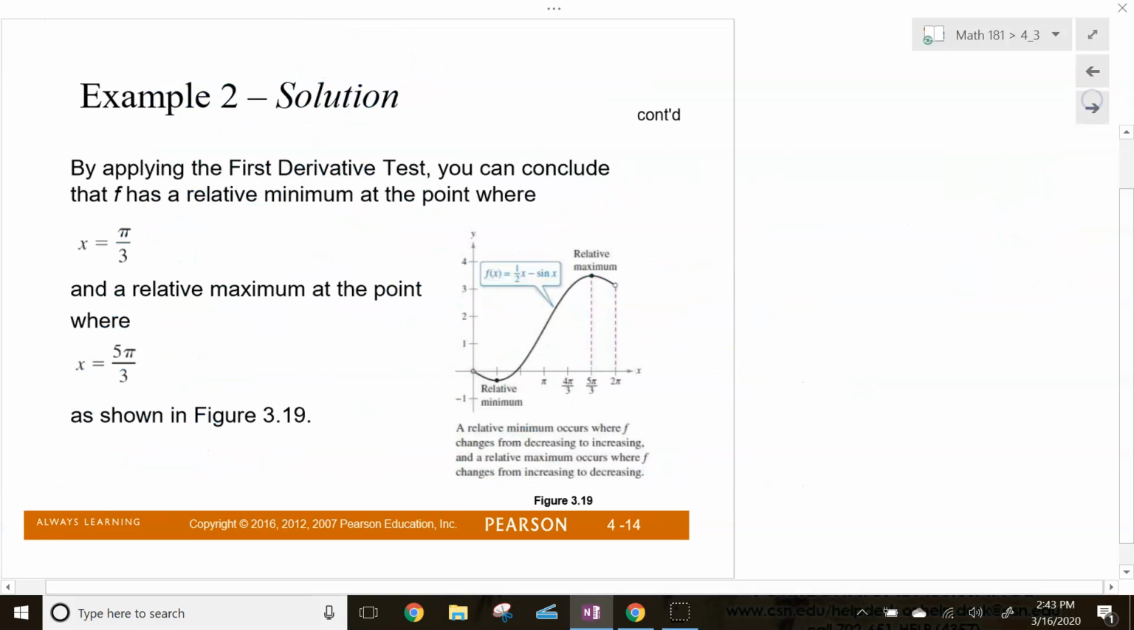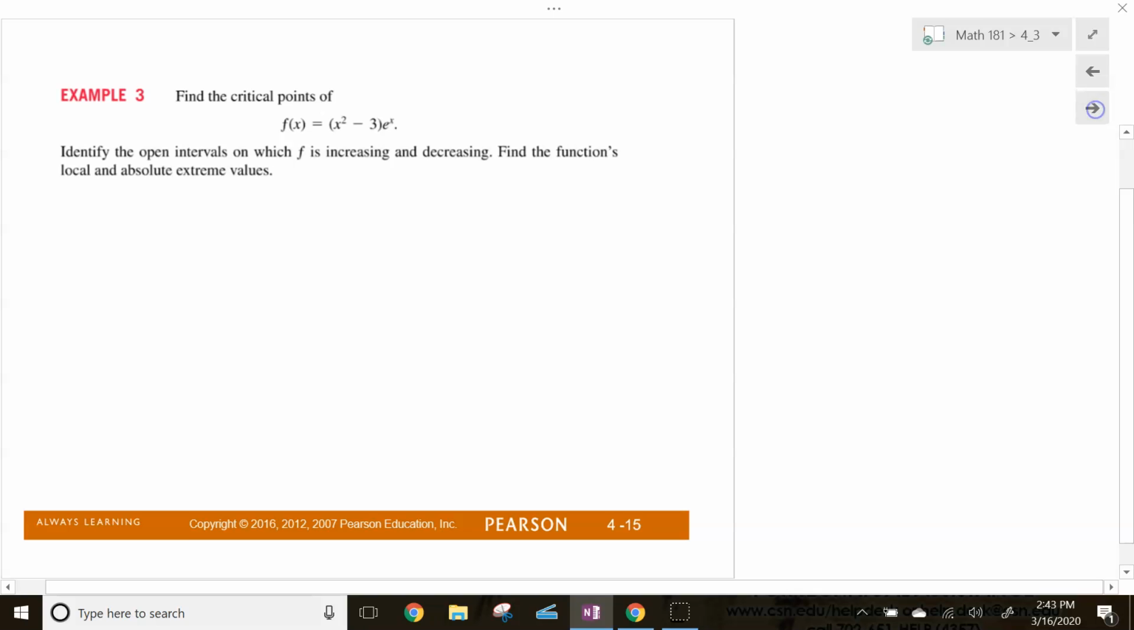But you can graph. Let's see if I got a graph. There we go. There's our pi thirds right there, relative min. We got the relative max there, 5 pi thirds. Okay. All right, one more here.